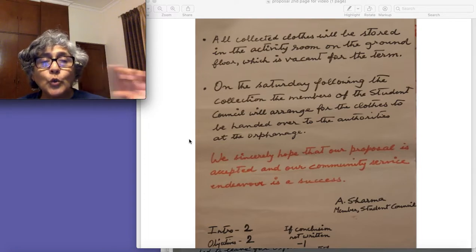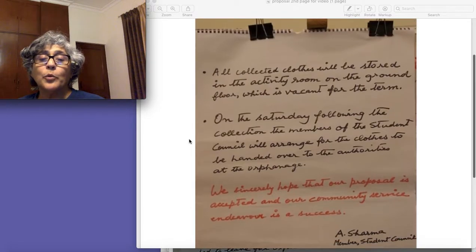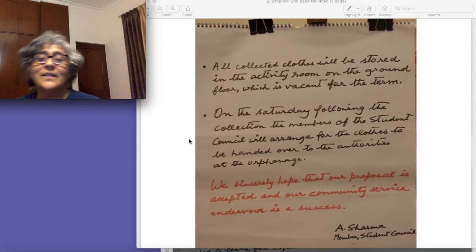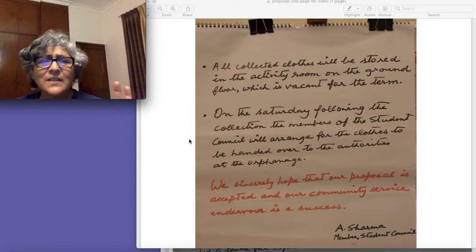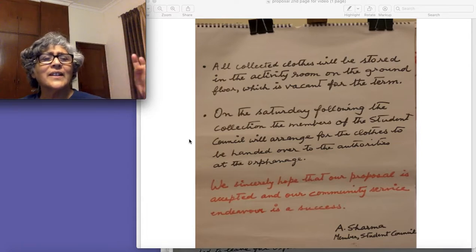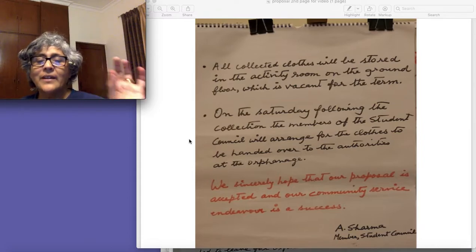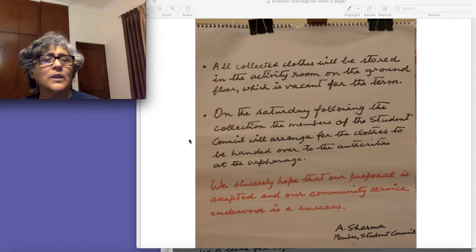Then you must have a concluding sentence, which is, we sincerely hope that our proposal is accepted and our community service endeavor is a success. Just a concluding sentence to finish the proposal. You should keep it simple, whichever question it is. We sincerely hope that a proposal is accepted and our school fair will take place successfully. We sincerely hope that a proposal is accepted and the science club will start off at the given time. So it's exactly what the question is, you must write it. And then at the end, in the corner at the side, you write your name and member student council, whatever, just the initials, member student council. That is your proposal. Format is very important.